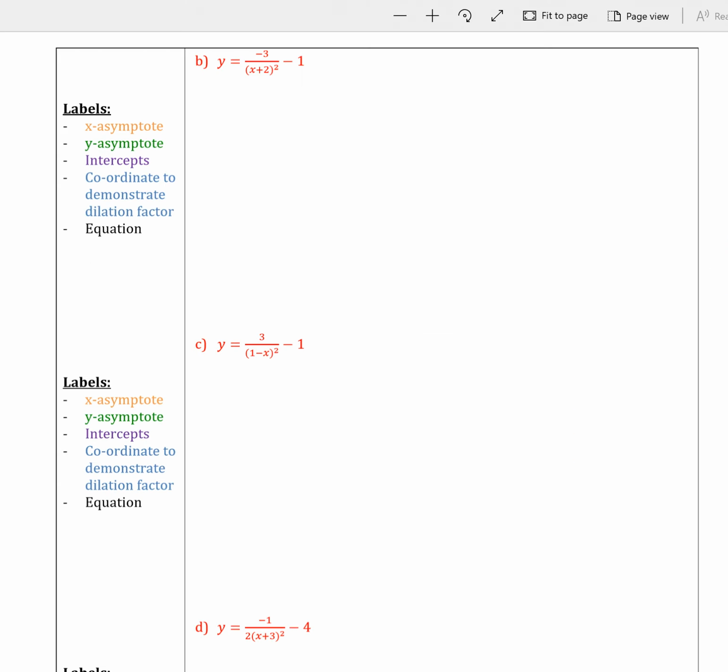There's 3 more examples here, and there's a few things that are different. They might have been reflected about the x-axis, there might even be a dilation from the y, could even be that it's been reflected about the y-axis. But what you need to do is give these 3 a go, so pause the video here, try these 3 questions, and we'll do the solutions in a moment.